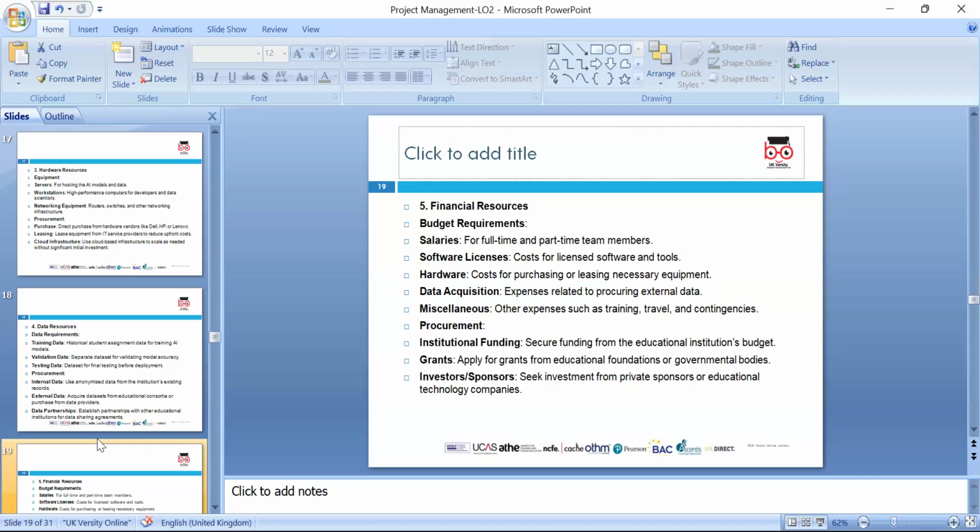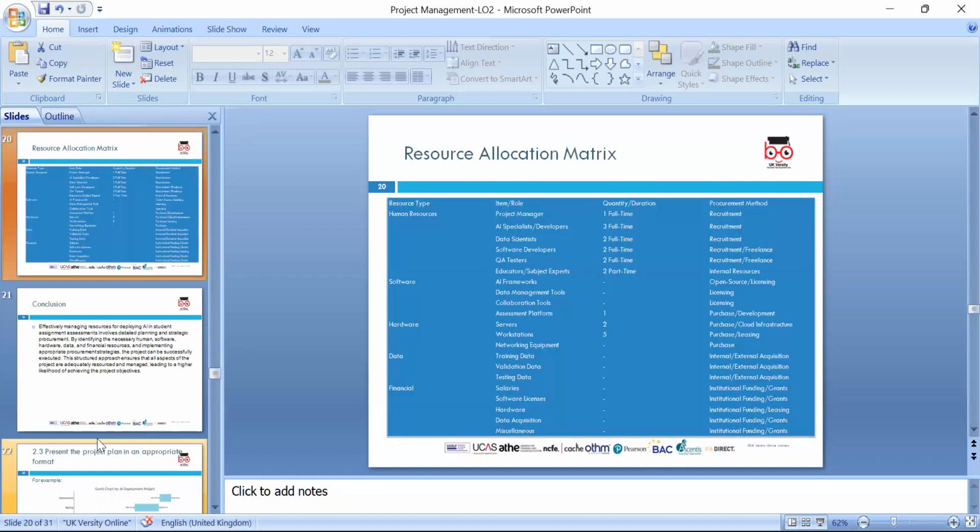Data needs to be up to date and relevant. So we have to look at procurement, institution funding, securing funding from the educational institution, applying for a grant from an educational foundation, and investors and sponsors. Those we need to look at.